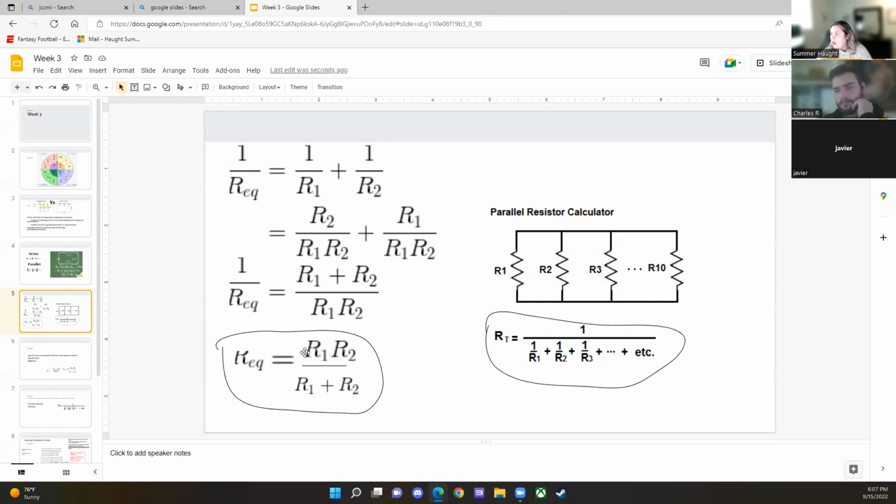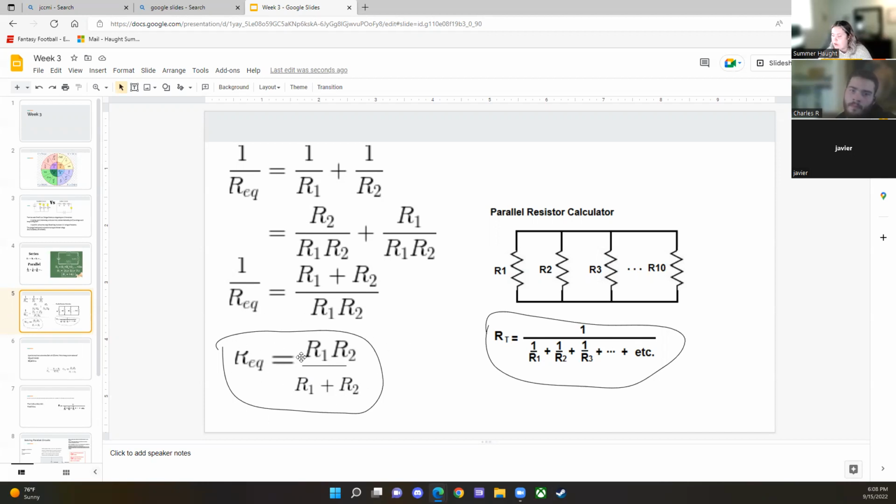Basically, all of the math above this, you don't have to know. All this is saying is that this equation here equals this equation, but this one's more simplified. So you can use this more simplified equation when you only have two resistors. You have to use this more complicated equation when you have multiple resistors, and that's just because of the way the formula works out.